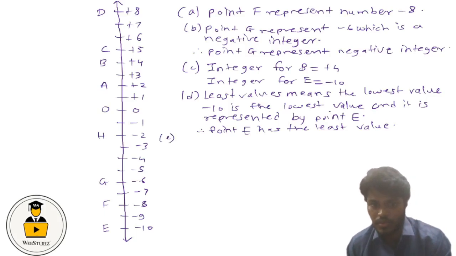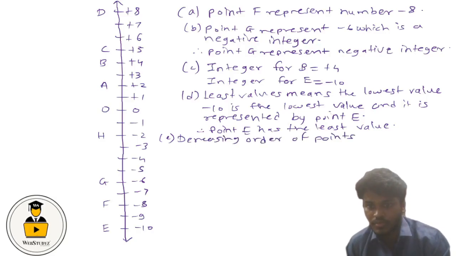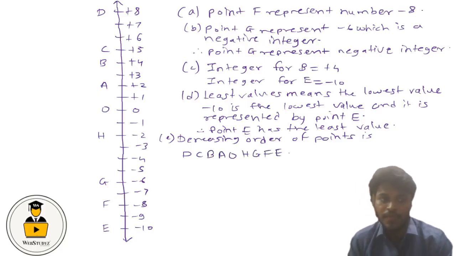So the decreasing order of points is: the first will be point D, then point C, B, A, O, H, G, F, and E. So this is the decreasing order of points.